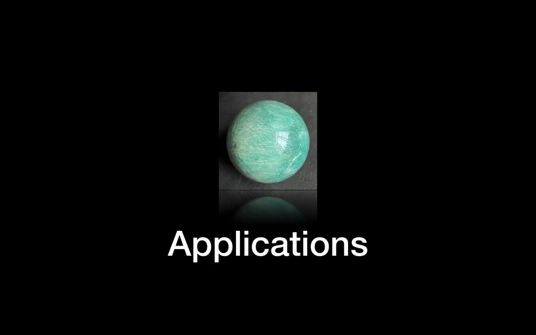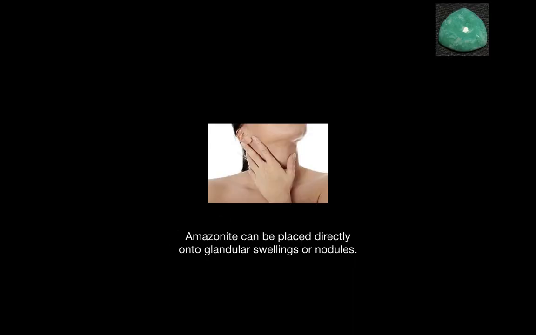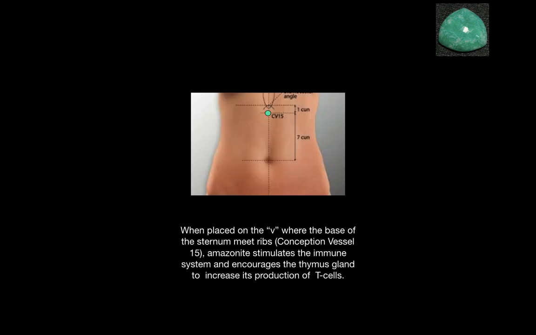And there are some practical applications for Amazonite, and let's see what they are. Well, this stone can be placed directly onto glandular swellings or nodules to help reduce them. It can be placed on the V shape formed where the base of the sternum meets the ribs. This point is called conception vessel 15 or REN 15. Amazonite placed on this point will help stimulate the immune system and encourage the thymus gland to increase its production of T cells.